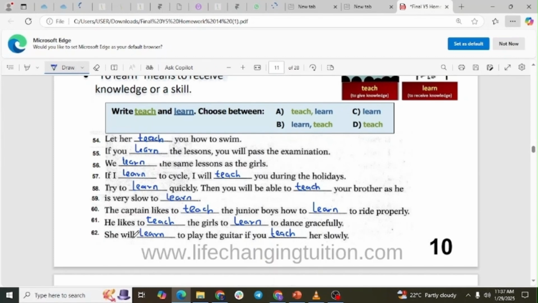Question 62. She will blank to play the guitar if you blank her slowly. Correct answer. B. Learn, teach. Explanation. Learn is used in the first blank as it refers to her acquiring the skill of playing the guitar. Teach is used in the second blank because it involves providing her with instruction.